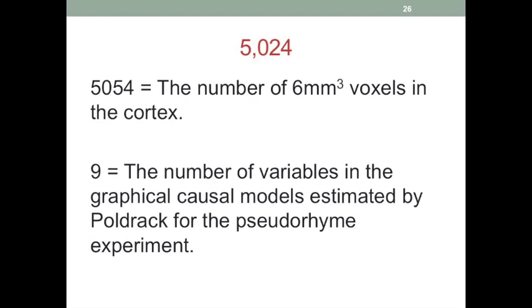5024 is the number of 6-millimeter voxels in the cortex. So these are 2-millimeter voxels, which have been upsampled to 6-millimeter voxels. This is our current target. 9 was the number of variables in the graphical causal model estimated by the pole drag for the pseudorhyme experiment, which I showed you. So you can see there's quite a jump in the number of variables that we're aiming to consider.